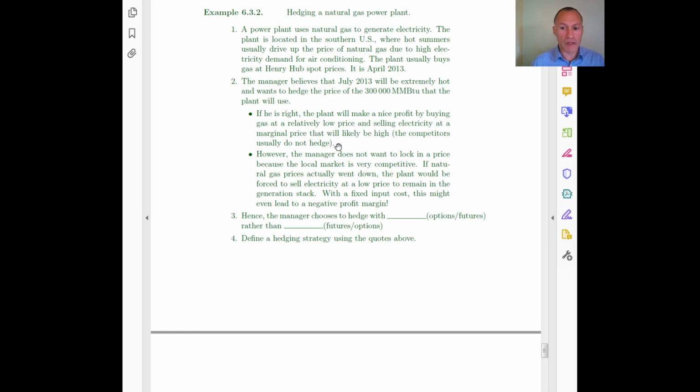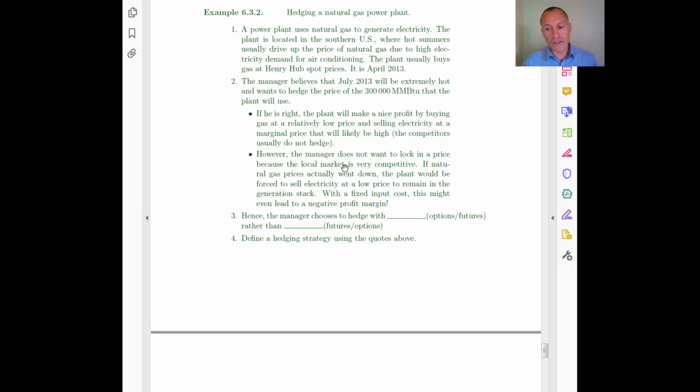Let's assume that the competitors usually do not hedge, so now you have a lot of demand for electricity. You go up in the generation stack. The last guy that is dispatched is an expensive generator that will clear the market at a very high price. And if this plant that we're looking at has hedged, then it will be very good for them, because they will be selling at a very high price, and their input cost, since it is hedged, will be low. Okay?